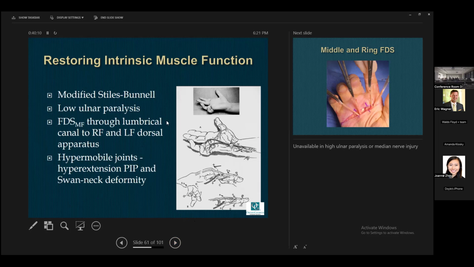So if you have a low ulnar paralysis, you can use a split middle finger FDS through the lumbrical canal, and depending on if it's simple or complicated, you can go into the bone or the aponeurosis. If you have a simple Bouvier or simple clawing, I would prefer going into bone or into the transverse fibers, particularly with patients with hypermobile joints, because you can get hyperextension of the PIP and induce a swan neck deformity.